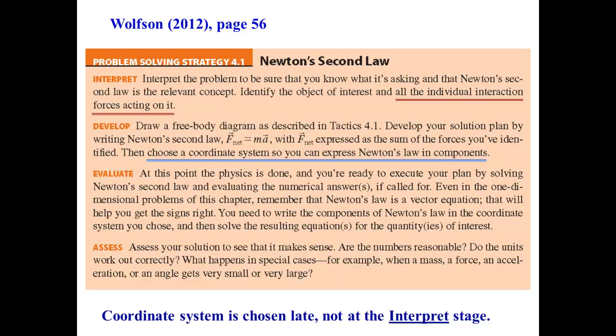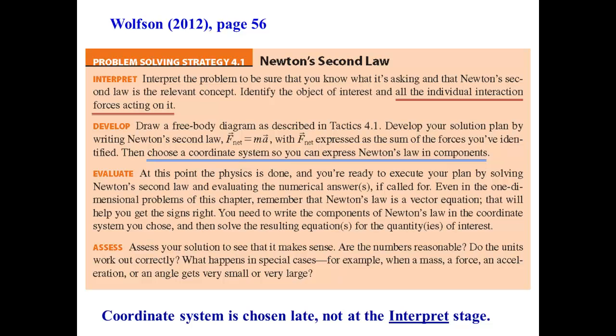Now, what I don't like is that the coordinate system is chosen after you draw the free body diagram. You can do this. If you're really good, in fact, you can do it this way, because once you've got the diagram drawn with all of the arrows for all of the forces, you can write the law in components using any coordinate system you want, even ones that are bad coordinate systems from the standpoint of convenience. It will work. It just won't work very well.